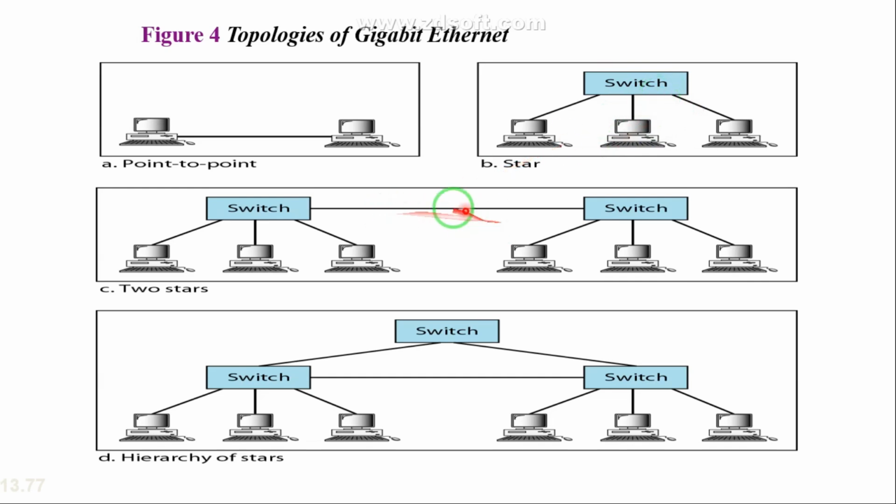And this is another possible configuration, which is used to connect several star topologies. So you can see that this is a single star, this is another star, so it makes a two-star topology. And this is the hierarchy of these star topologies.